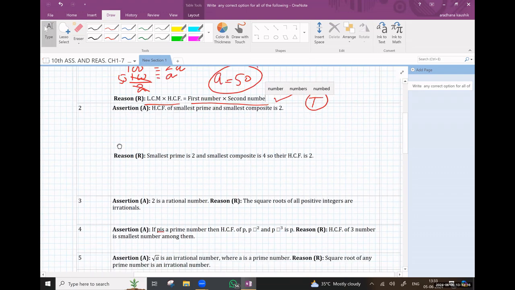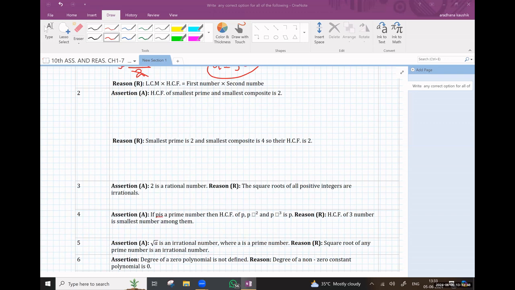Now question number 2. Assertion is HCF of smallest prime and smallest composite number is 2. So if we take smallest prime number, we all know that is 2, and the smallest composite number, that is 4. Because 1 is neither prime nor composite, 2 is the prime number, 3 is again the prime number, and 4 is the composite number because the factors of 4 are 1, 2 and 4.